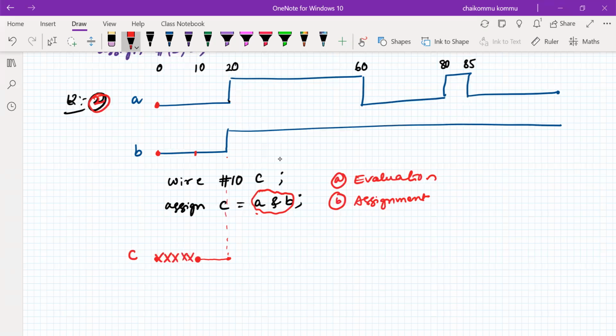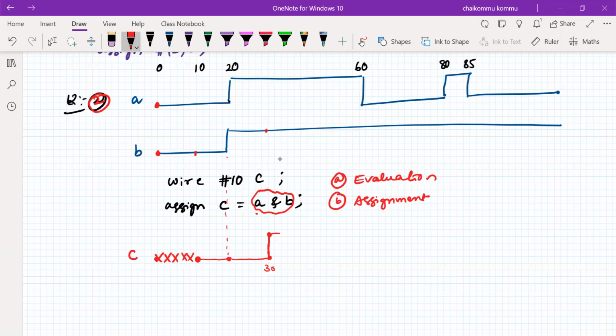So what is the AND operation between A and B when A is equal to 1, B is equal to 1? Obviously logic 1. Is this logic 1 assigned directly to this one? No. It has to wait for another 10 nanoseconds, which means 30 nanoseconds. At 30 nanoseconds, the logic 1 will be assigned there. Are you agreeing with me? Are you following this? Yes, sir. So now this is logic 1.